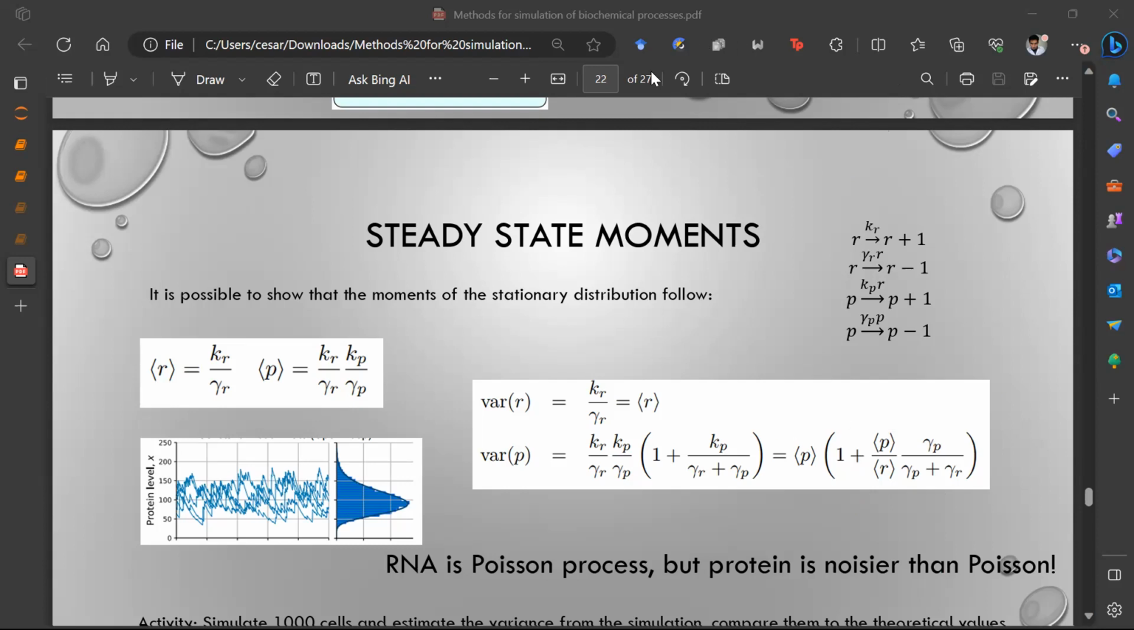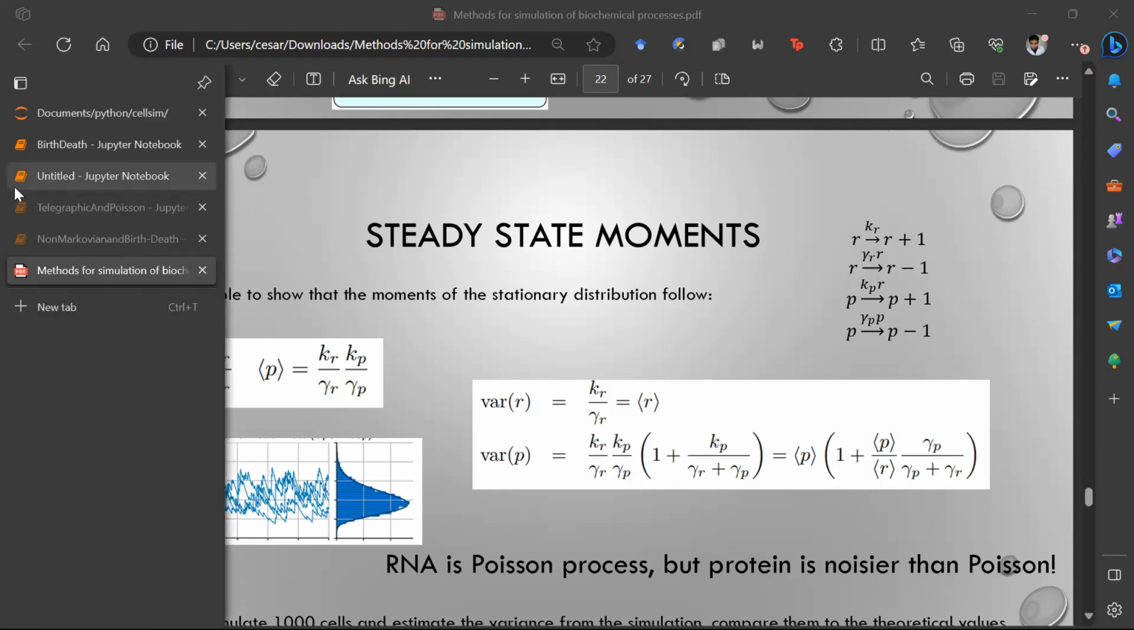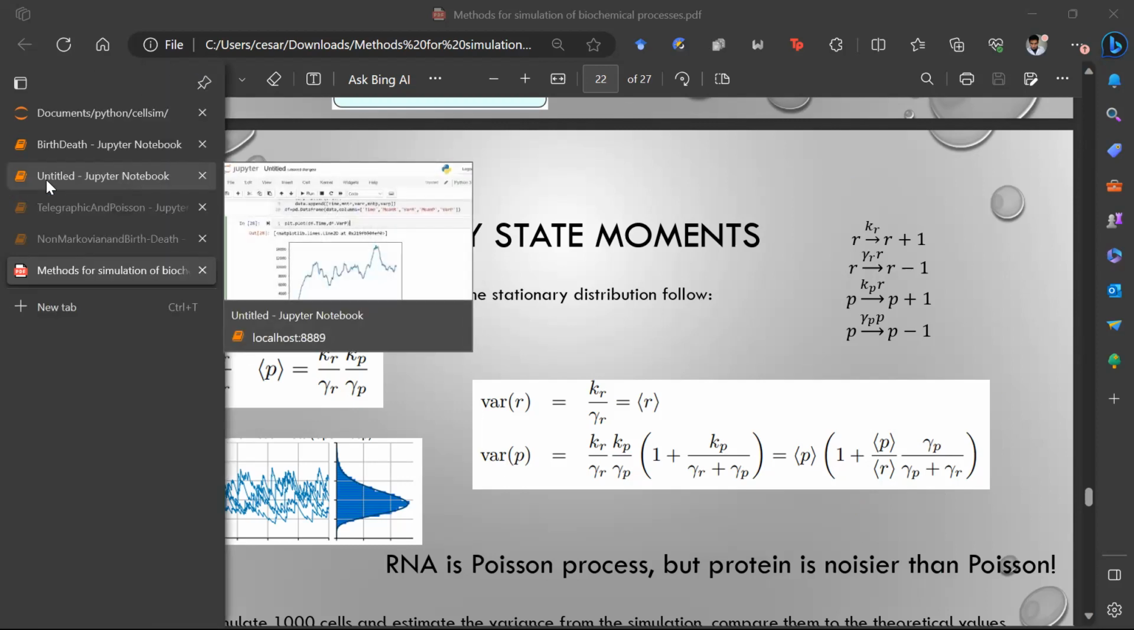Yes, so in our case, how much is this? We say that this is 10. So this is approximately 11. So the variance of this is going to be 1,100.